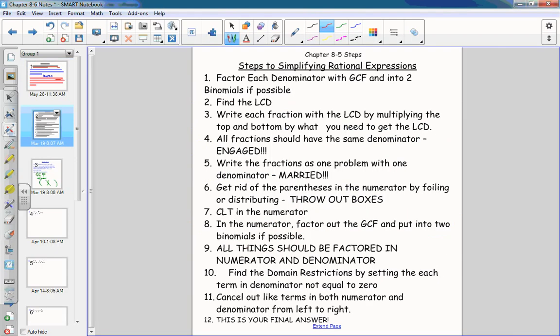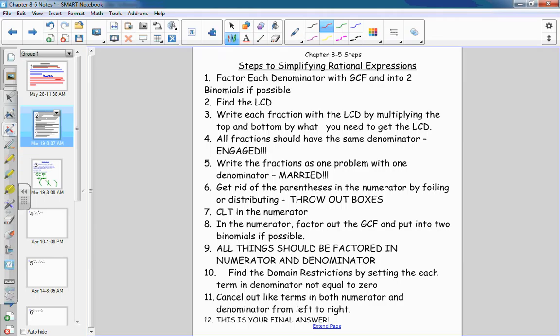Now, in 8.5, these were the steps that we did. Without a doubt, they were long and involved. There was a lot going on. I talked about how you had to factor each denominator completely. You had to find the LCD. Then you had to write each fraction with the LCD by multiplying the top and the bottom by what you needed to get the LCD. Then all the fractions should have the same denominator, meaning they're engaged. And then we wrote them as one fraction, meaning they're married. They had the same denominator. Then we went ahead and FOILed and distributed.